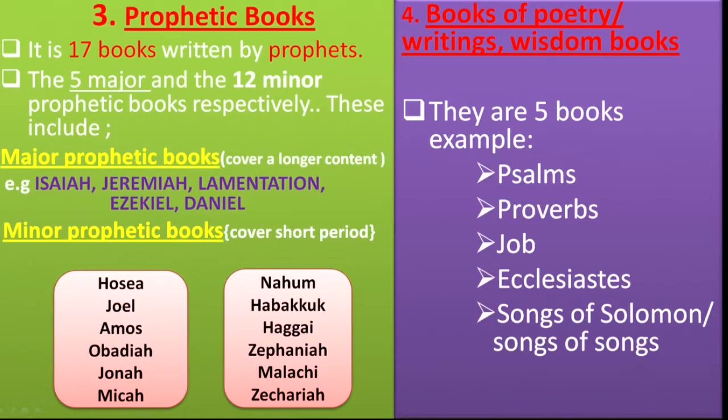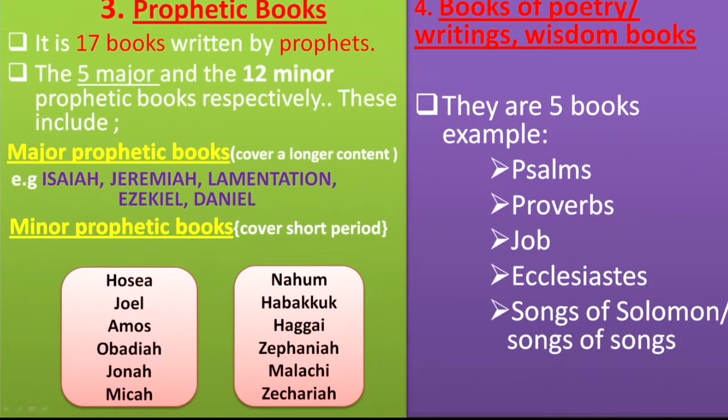The fourth and last category of the Old Testament, we have the books of poetry, which is also known as the writings or the wisdom books. We call them the wisdom books or poetry books or writing books because these books contain wisdom, and the form of writing here is in the form of poetry or writings. Examples of the books of poetry or the wisdom books, there are 5 in number, and this is one: Psalms, Proverbs, Job, Ecclesiastes.